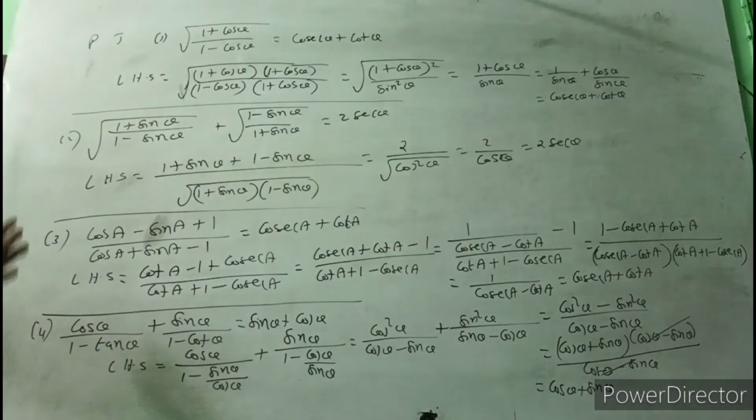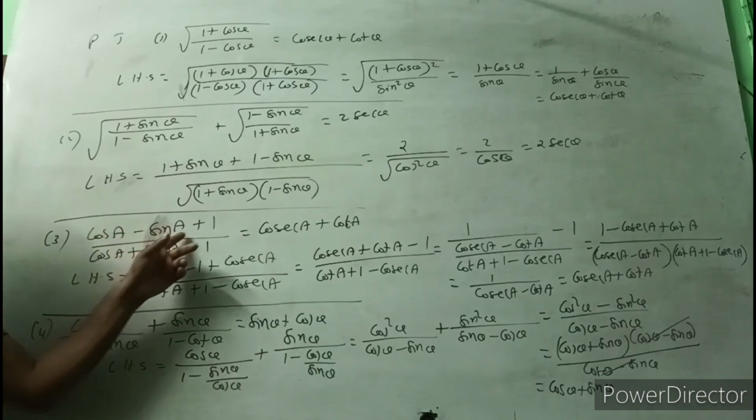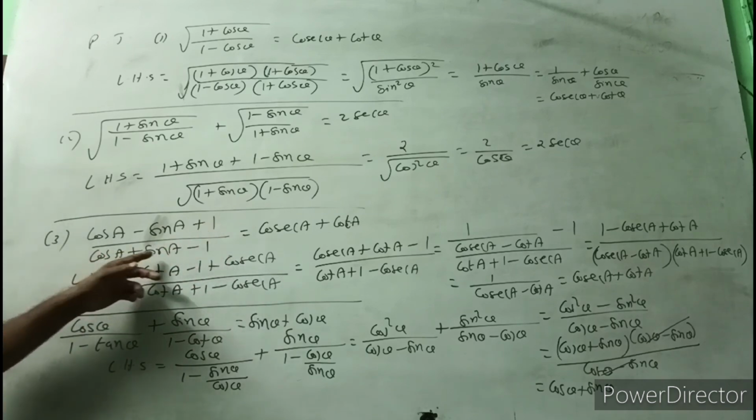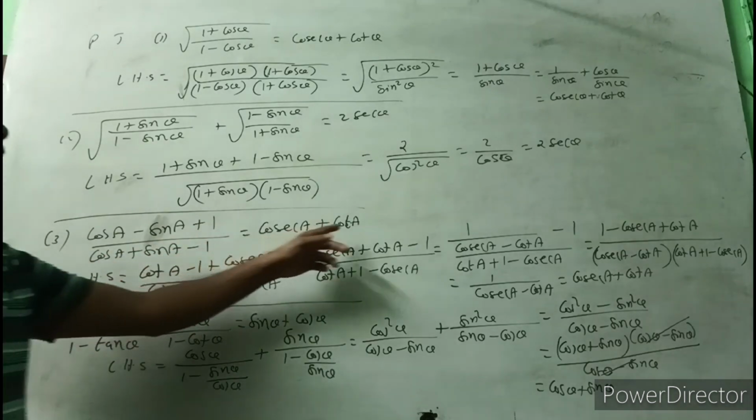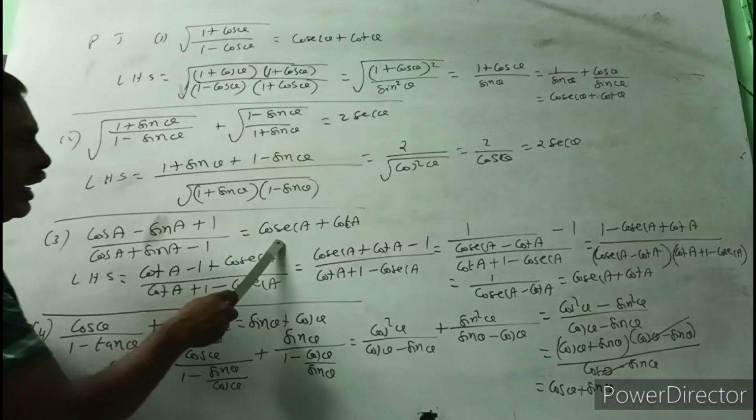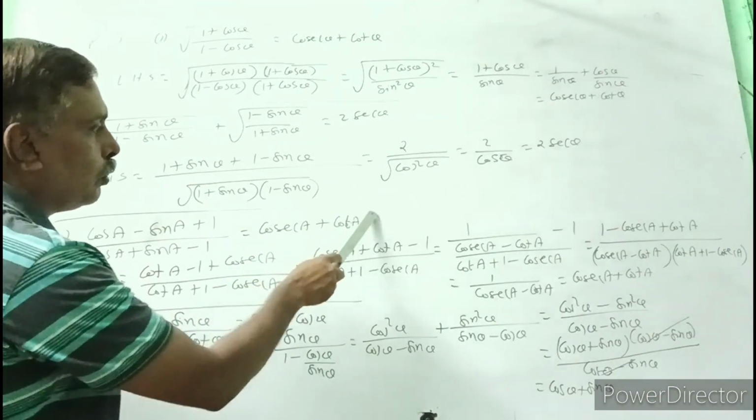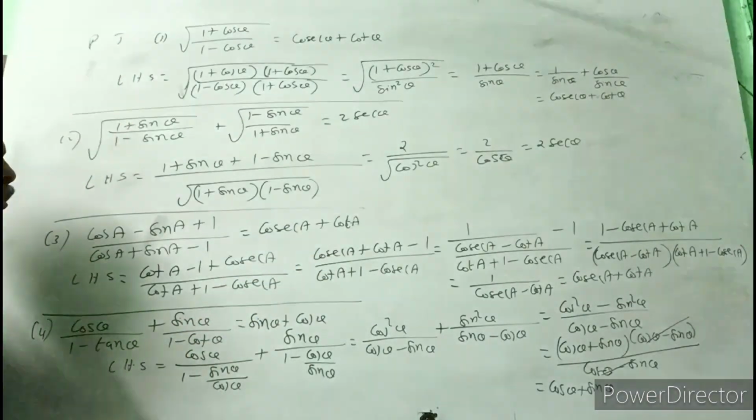It's a simple way. Very simple questions are coming in the examination. This is one of the questions students usually feel is difficult, but it is not tough. Cos a minus sin a plus 1 upon cos a plus sin a minus 1 equals cosec a plus cot a. You may see that cosec a is 1 upon sin a and cot a is cos a upon sin a.